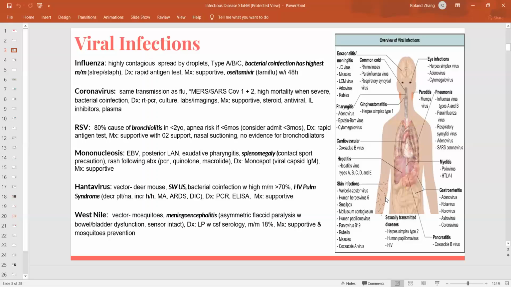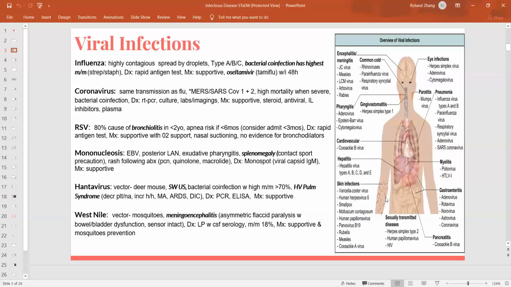The management for this is mostly supportive. You can consider antivirals. With COVID-19, we've been doing supportive care and adjunctive medication with antivirals, interleukin inhibitors, and plasma.